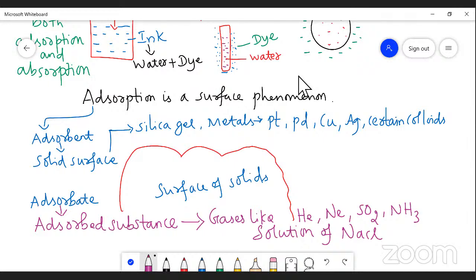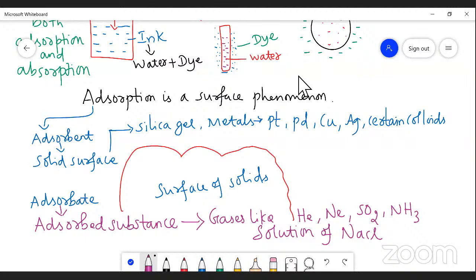There are two concepts you should keep in mind while you are reading adsorption. What are the two? One is the adsorbent and another one is the adsorbate. What is an adsorbent? Only a solid surface acts as an adsorbent. What is an adsorbate? The adsorbed substance. So it is very clear. I am going to provide one solid surface, and that solid surface is going to adsorb the adsorbate.